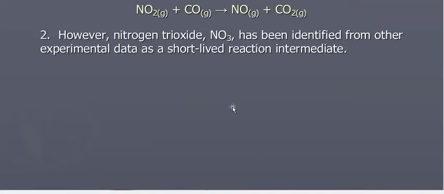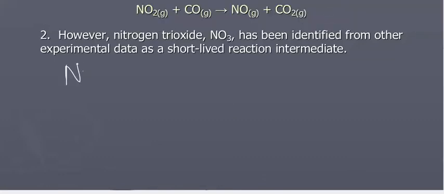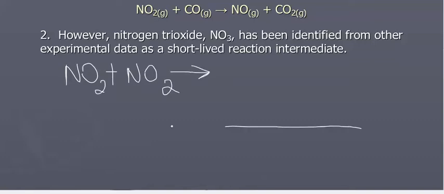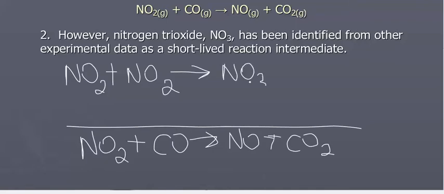Now, let's say NO3 has been identified as a short-lived intermediate for this same reaction. We can actually propose another mechanism. We know the rate law, so we know the reactants in the slow step. We also know the overall reaction. But if I know NO3 is an intermediate, that means my other product in this slow step has to be NO stoichiometrically. This is still the slow step because that's the rate law.